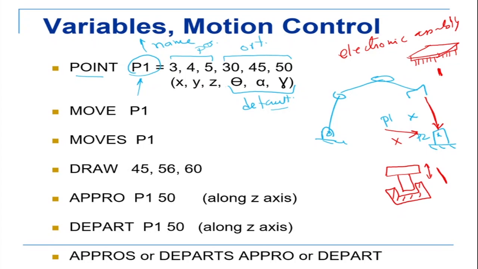So in order to have a straight line motion, there is another command which is MOVES. This S in M-O-V-E-S basically means move in a straight line. So there are two commands, MOVE and MOVES. MOVE is only to give you the least energy norm, and MOVES will take you in a straight line.